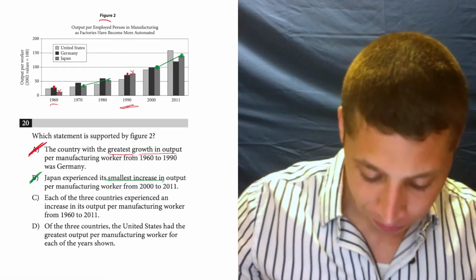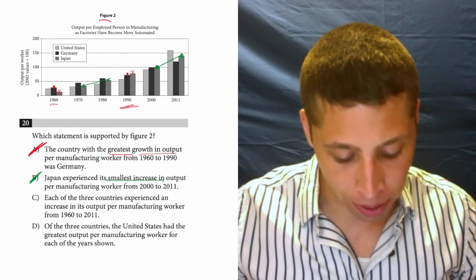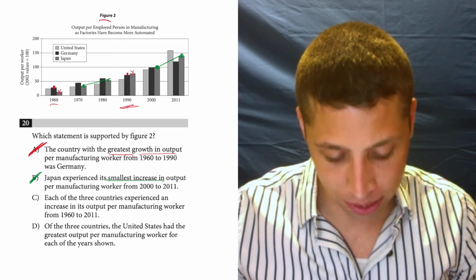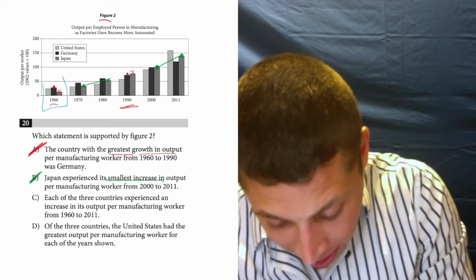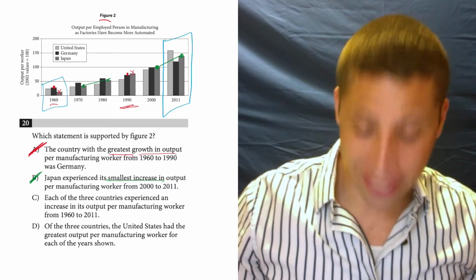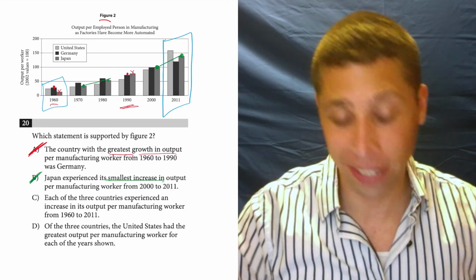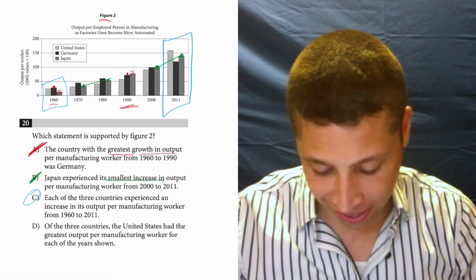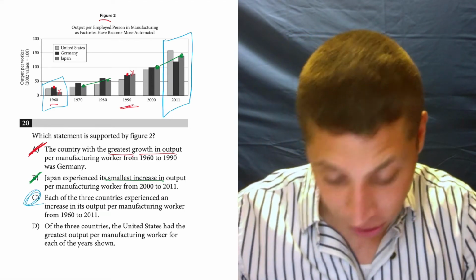Let's look at C. Each of the three countries experienced an increase in its output per manufacturing worker from 1960 to 2011. Yeah, of course. Look at this. Look at how low these bars are compared to these. That's so easy to test, right? They all had an increase. Look, they're all much bigger in 2011 than they were in 1960. That's definitely the answer. Let's just look at D, just in case.